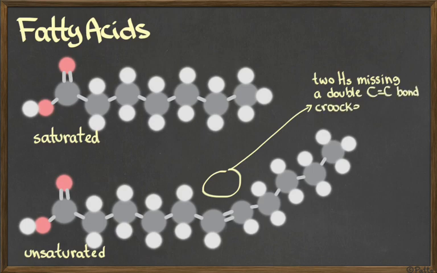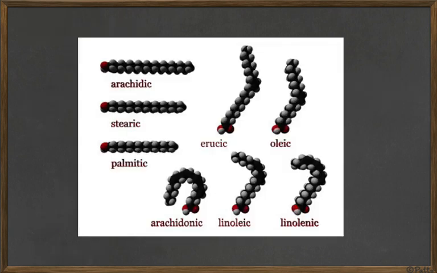So you have a double carbon bond, and it makes the fatty acid get crooked. The fatty acid bends where you have an unsaturation. So here is a small list of a few fatty acids that you have in nature. Arachidic, stearic, palmitic. Those are all saturated fatty acids with different lengths.